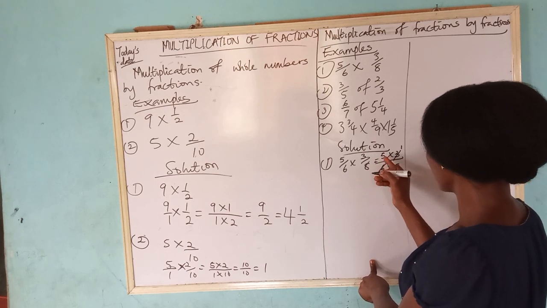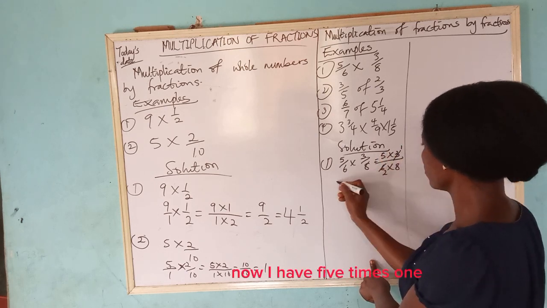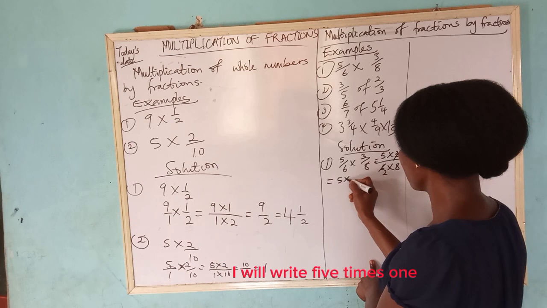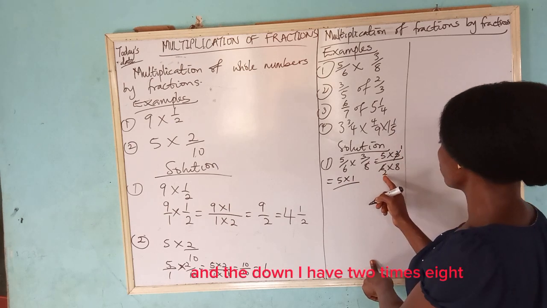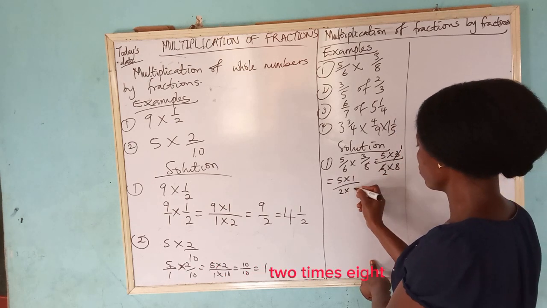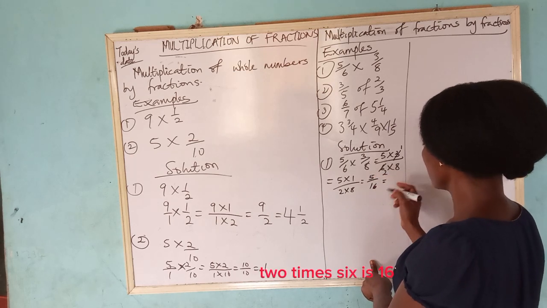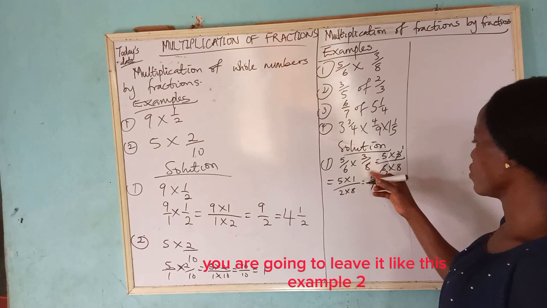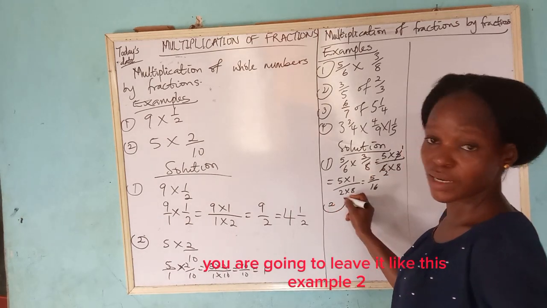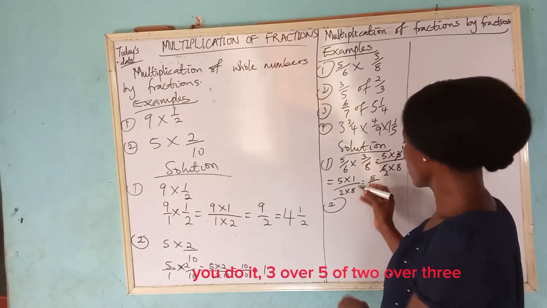So up here now, I have 5 times 1, and down I have 2 times 8. 5 times 1 is 5, 2 times 8 is 16. This is a proper fraction, so we are going to leave it like this. Example 2, we do it.